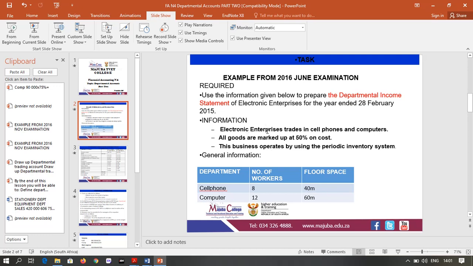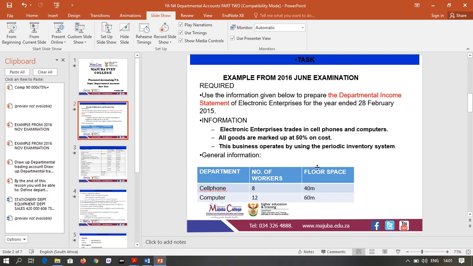The information given here from this paper: Electronic Enterprise trades in cell phones and computers. These are the two departments this business has. And all goods are marked up at 50% on cost, and the business operates using the periodic inventory system. That is very important to note.